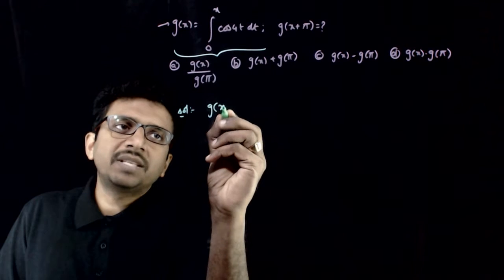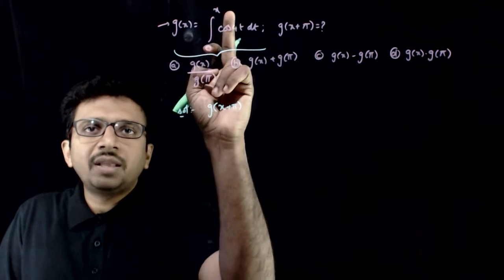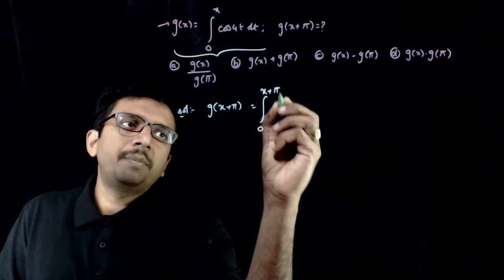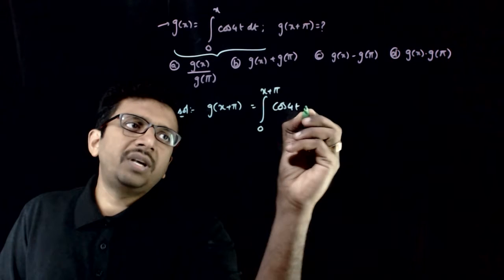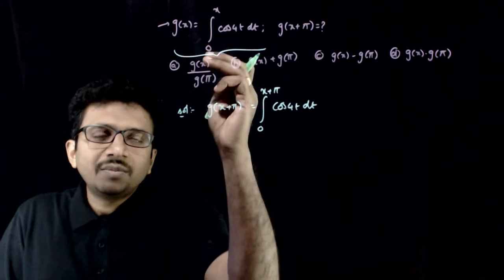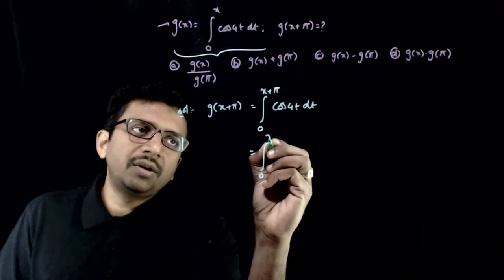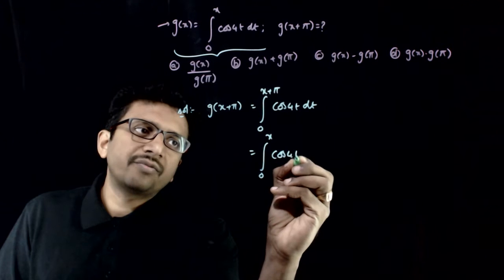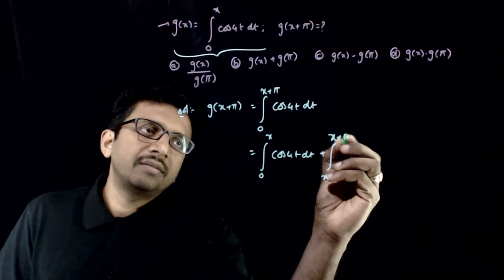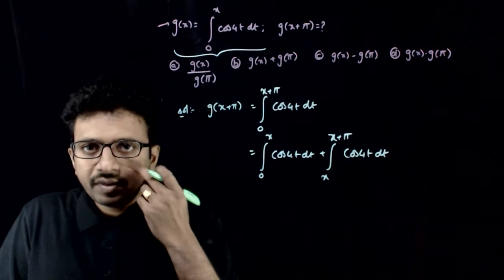So g of x plus pi is nothing but, you just need to put x plus pi in the place of x. That is equal to the integration from 0 to x plus pi of cos 4t dt. Now I have to separate this in terms of g of x and g of pi, right? So first what I do is the integral from 0 to x of cos 4t dt, plus the integration from x to x plus pi of cos 4t dt, right?